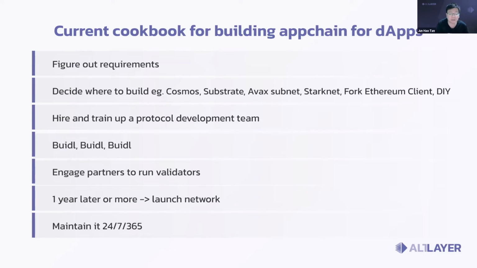You can use Cosmos, Substrate, AVAX Subnet, Starnet, or do you want to fork Ethereum, or do you want to literally do a DIY solution of your own? And all these are non-trivial. You need to hire and train a protocol development team on top of your dApp development team. Start building it, engage partners to run, let's say, your validators, if you are running PoS or PoA, and so on. And probably after a year, because it's not realistic to launch something within, let's say, 1 month or 2 months, you can actually launch a network in the form of a devnet or a mainnet. And you have to maintain it 365 days, and you need to have a team ready to support 24/7.